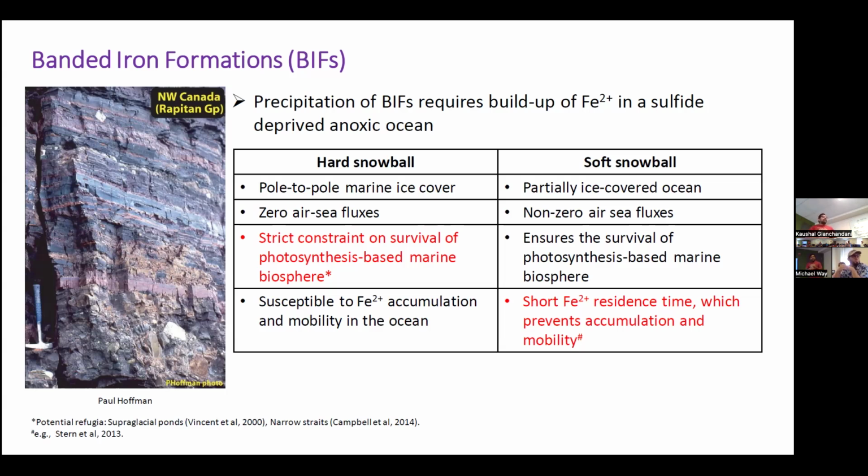due to the fact that iron 2 is very reactive to oxygen, and any iron 2 that would come up in an oxygenated ocean would immediately be precipitated as iron 3. So a hard snowball, even though it explains the buildup of iron in an anoxic ocean, is a strict constraint on the survival of photosynthesis-based marine life forms. And since we are having this conversation, we know that photosynthesis-based life forms did survive the snowball Earth glaciations.